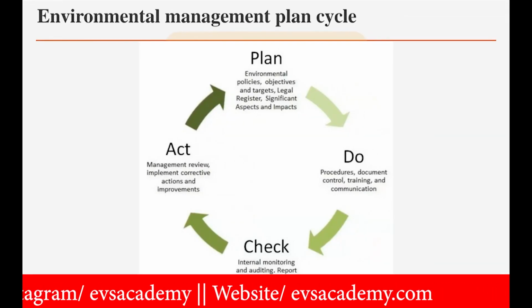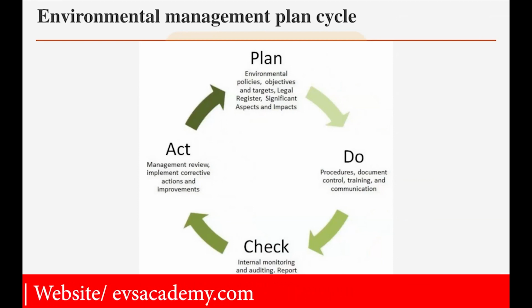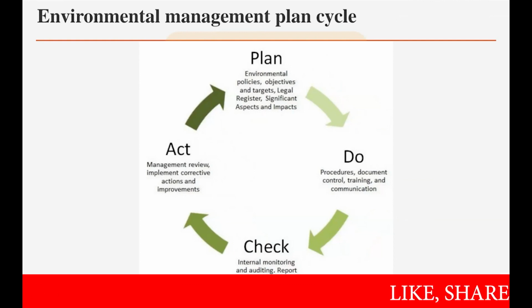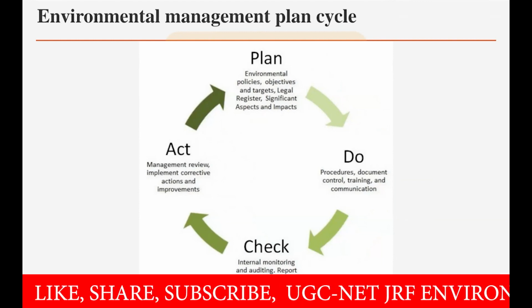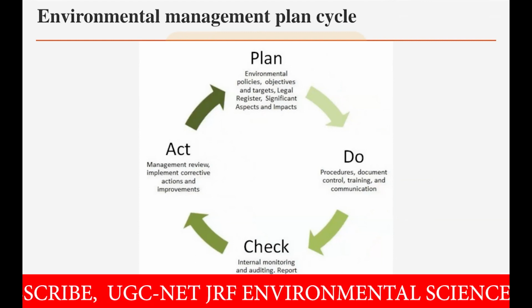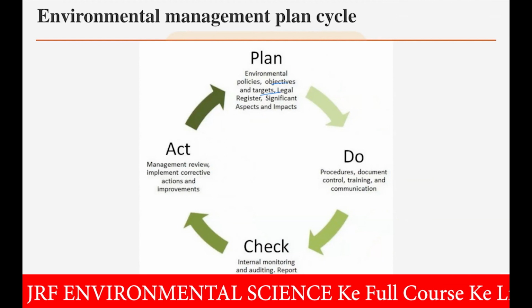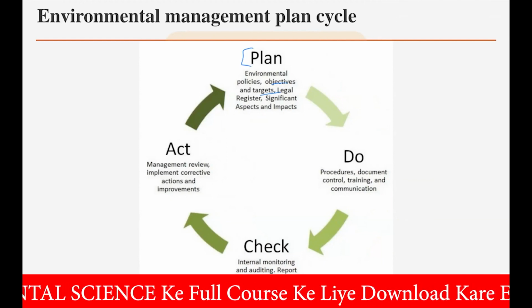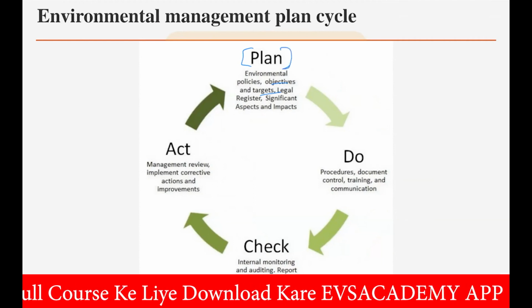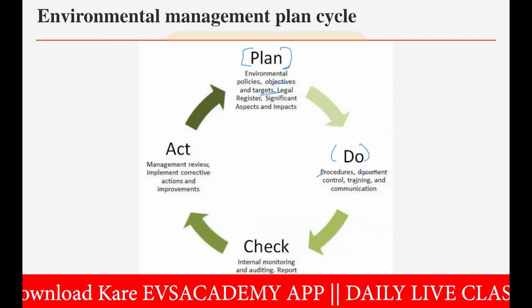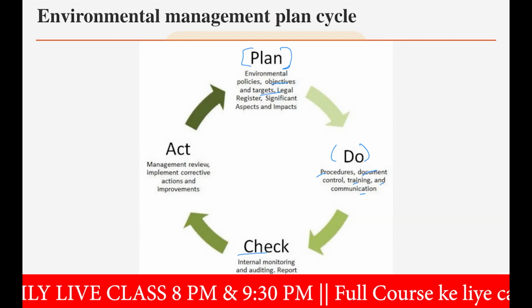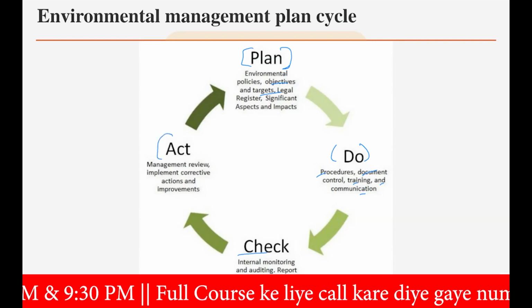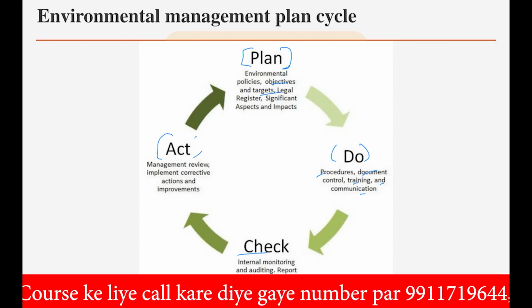Then this is called the environmental management plan cycle. This is a continuous, never-ending process, but every time you have to manage all the things. So that is analyzed under this environmental management plan. First you have to create the plan. That would be the environmental policies, objectives, targets, legal register, significant aspects, impacts, all the things under this plan category. Then you have to perform the action, that is the do. Here procedures, document control, training and communication are done. Then there will be check: internal monitoring and auditing, reports and results. And then there would be act: management review, implementing corrective actions and improvements.